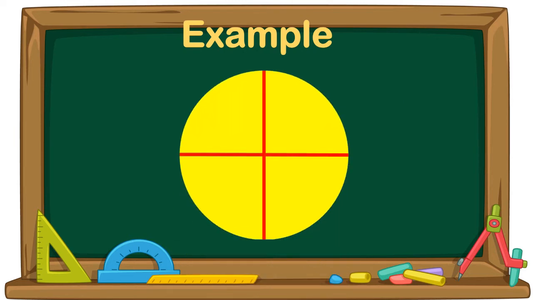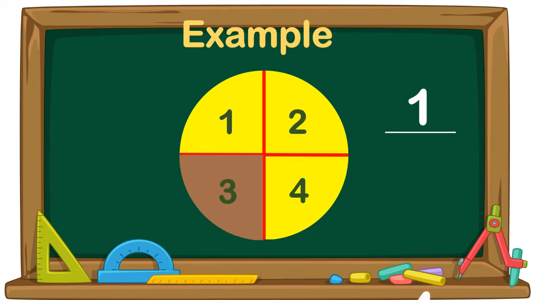One more example. I have the same yellow circle, but this time I'm going to divide it in four parts. From these four parts, I'm going to take one. It's the number that we have up, but the circle has four parts: 1, 2, 3, and 4. So the second number is 4 because it is the total amount of parts of the shape.